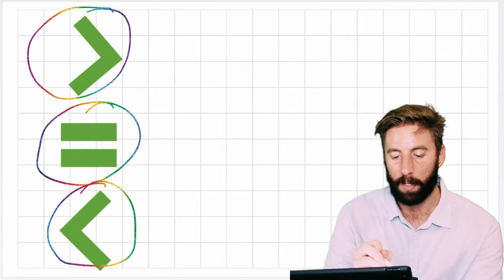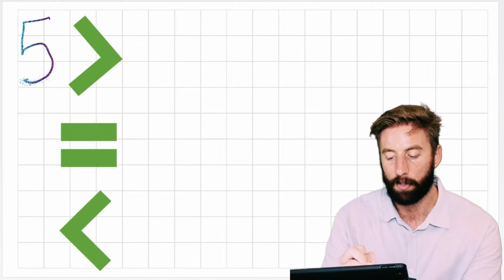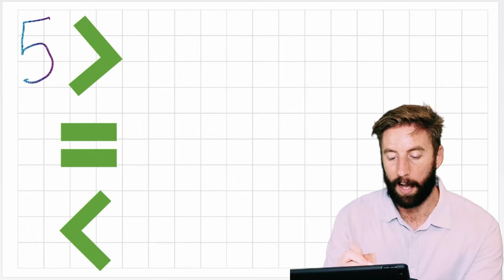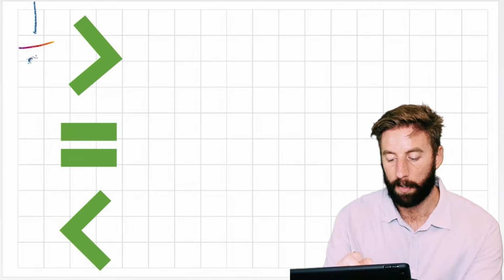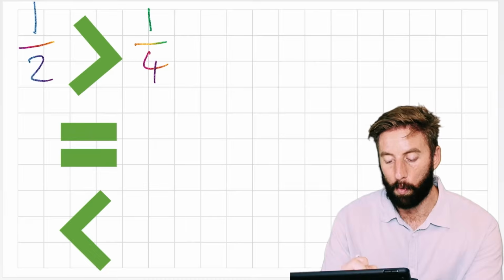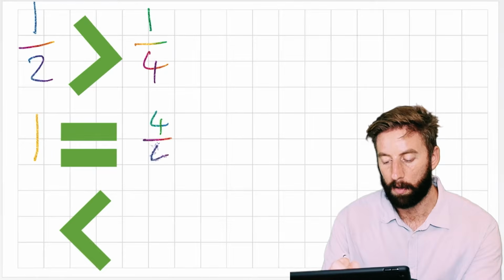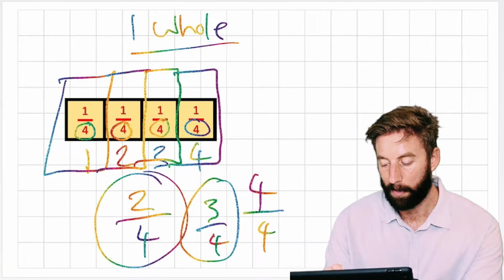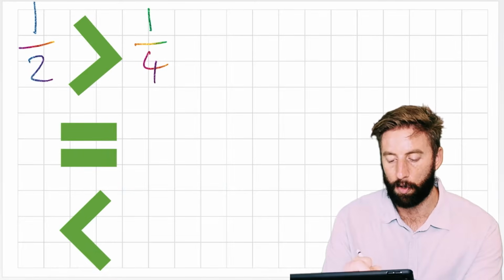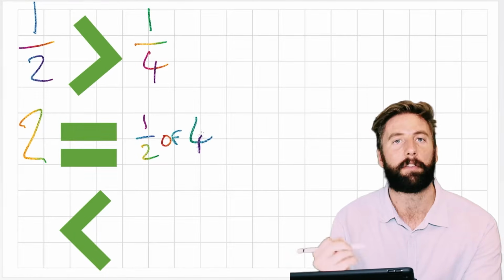So let's see how they work. Well, if I'm saying something is greater than, I would have the bigger number or the bigger value at the start. So 5, for example, is greater than 2. Or I could have 1/2 is greater than 1 quarter. We could have also equals. Equals would look like this. I could have 1 equals 4 quarters, a little bit like what we looked at here. 4 quarters is the same as 1 whole. Or simply I could have 2 equals half of 4, for example.